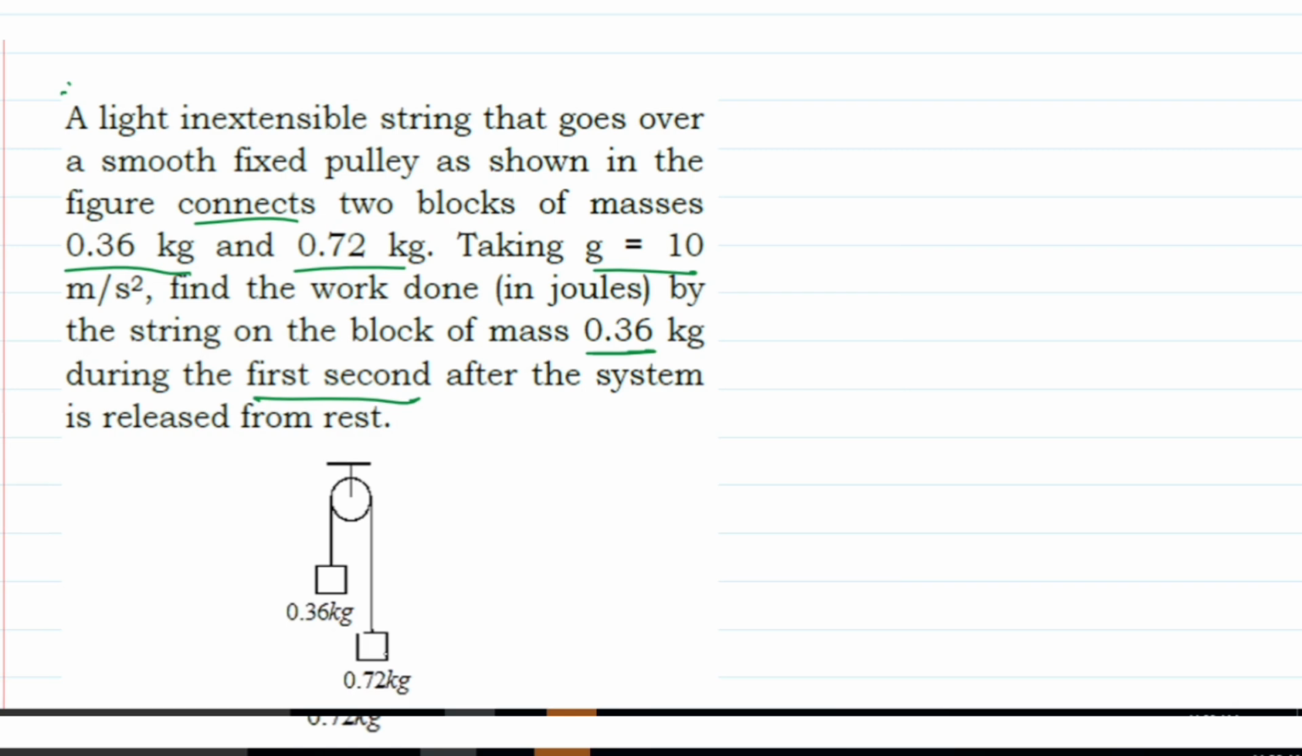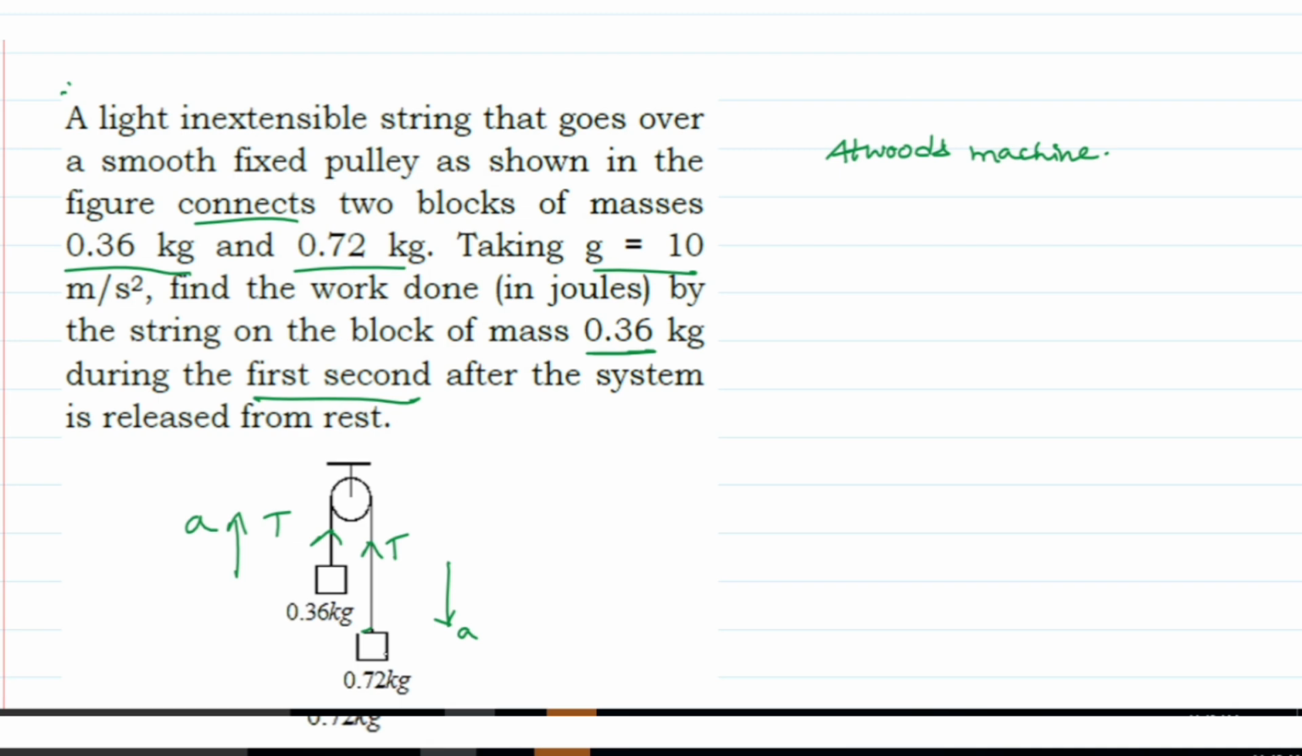Here the tensional force is acting like this. This is the heavier body, so its acceleration will be downwards, and this side goes up. Now we can talk about the acceleration with which the system is moving. This is like an Atwood machine concept. If two masses are hanging from the same rope over a pulley, the same tensional force acts and the same acceleration is experienced.